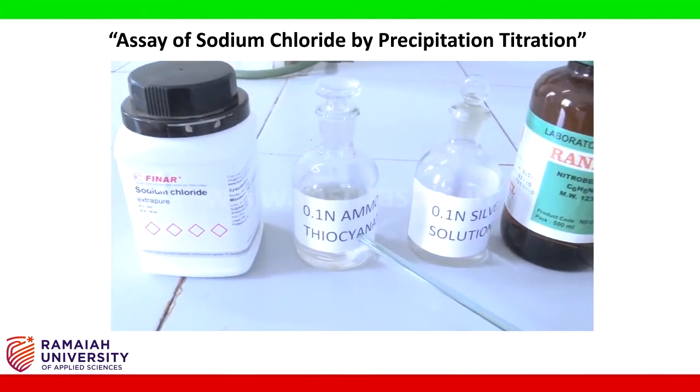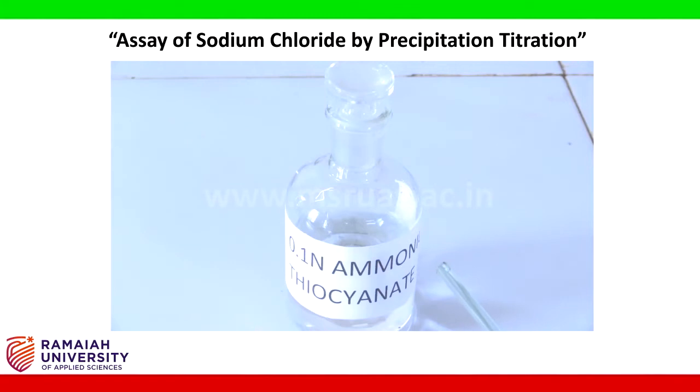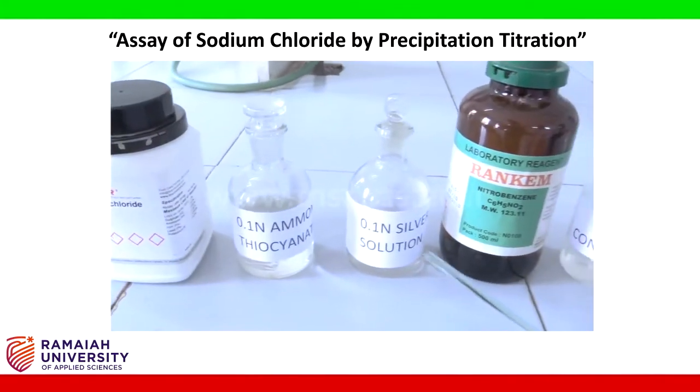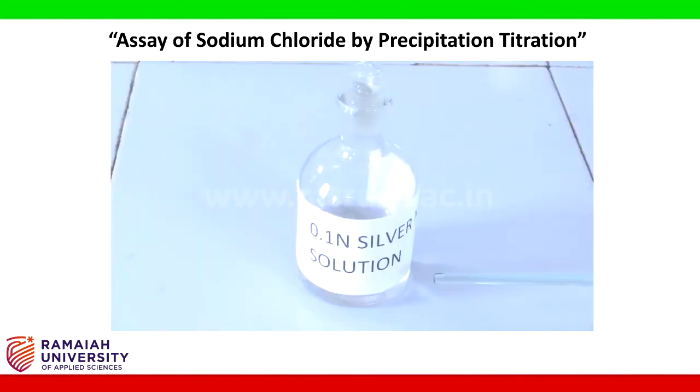0.1 N ammonium thiocyanate is used as a titrant in the assay of sodium chloride. 0.1 N silver nitrate solution is used in the assay of sodium chloride.